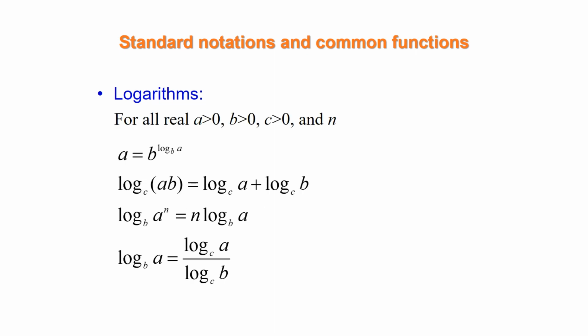For all reals a greater than 0, b, c greater than 0, and n: a equals b to the power of log a with base b. Log of ab with base c equals log a with base c plus log b with base c. Log of a to the power n with base b equals n log a with base b. Log a with base b equals log a with base c over log b with base c.